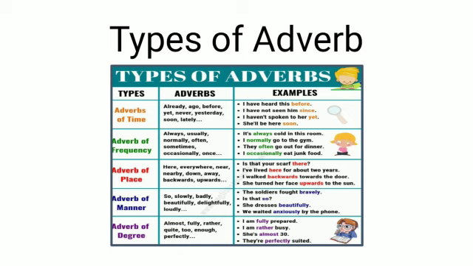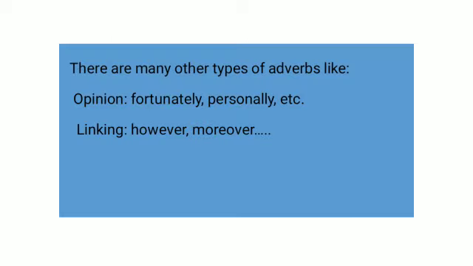Next is adverb of manner. Adverb of manner actually answers how. That is, in what way an action happens. The next is adverb of degree. Adverb of degree actually answers the question how much. Isn't it? How much? The extent of something, the level of something. For example, almost, fully, rather, quite, too, enough, perfectly. Now, these were the 5 most common type of adverbs.